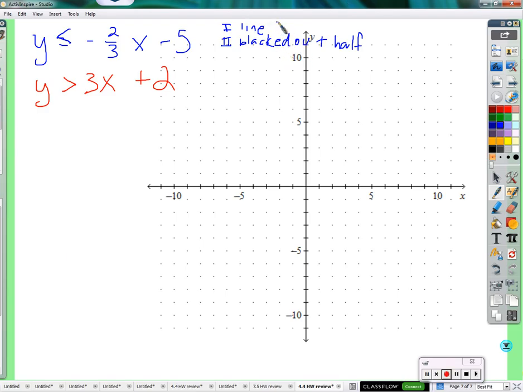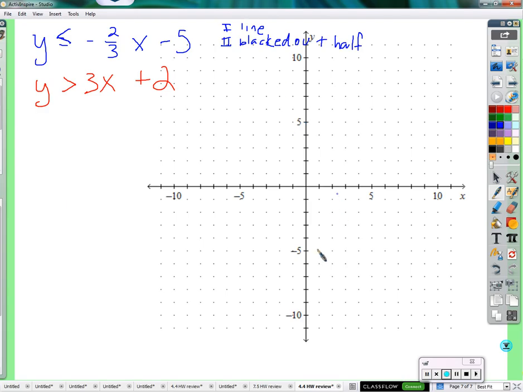Okay, now, line. A line is made of a bunch of points. The points from that line, if I plug the x and y from a point on the line into this inequality, what happens to the inequality? Let's graph the line part, maybe that'll help.